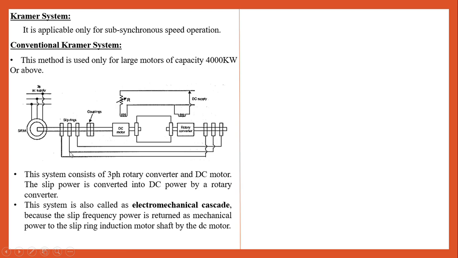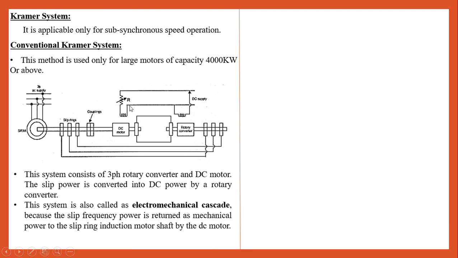Let us discuss the working one by one. Three-phase AC supply taken from the three-phase terminal is applied to the stator coil of the slip ring induction motor. Now, the slip power is collected using slip rings and then it is applied to the slip ring of the rotary converter. The rotary converter used here is converting the three-phase AC supply into DC supply. So the rotary converter converts the three-phase AC from the slip ring induction motor, and then the converted DC is given to the DC motor. Thus the DC motor receives supply.